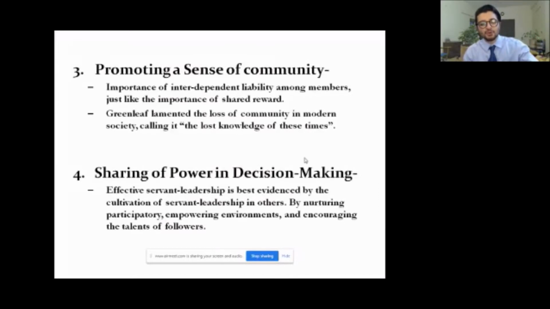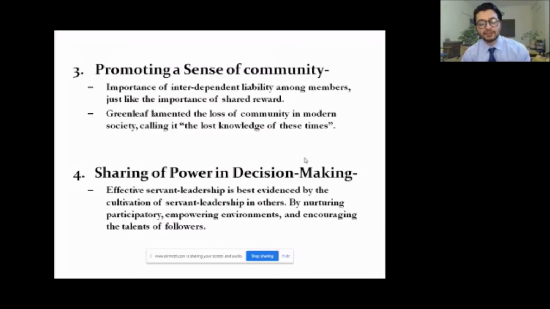It is just because you want to gain happiness out of it. If a person is getting benefited just because of your input, what's a better excuse to do something else? So that is promoting a sense of community. Fourth is sharing of power in decision making.